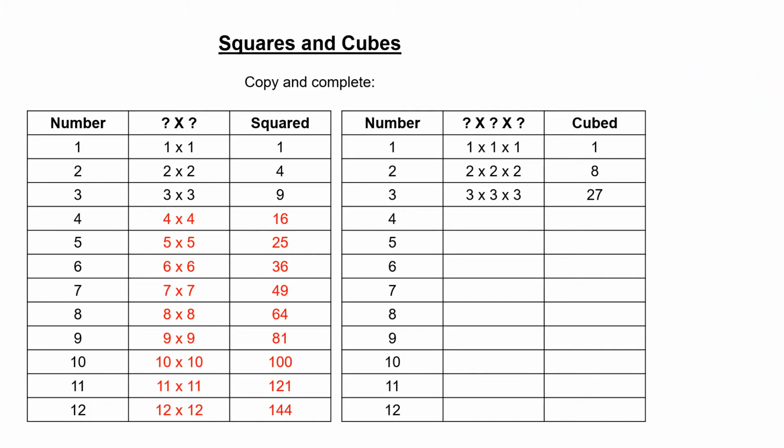Okay, so let's do the middle column first. So 4 times 4 times 4, 5 times 5 times 5, and so on and so forth. Okay, so 4 cubed is 64, and 5 cubed is 125.